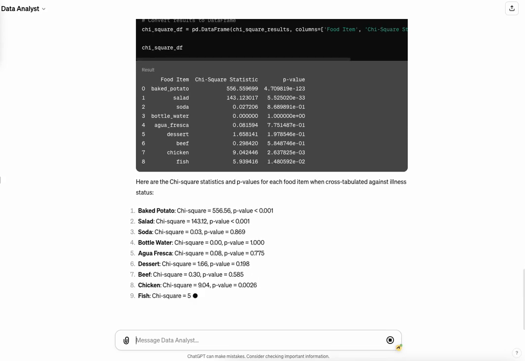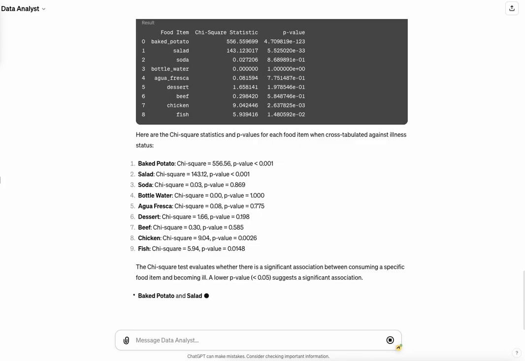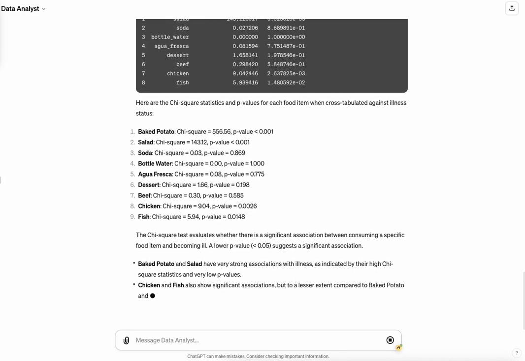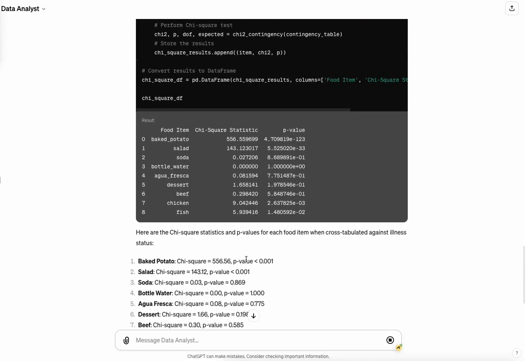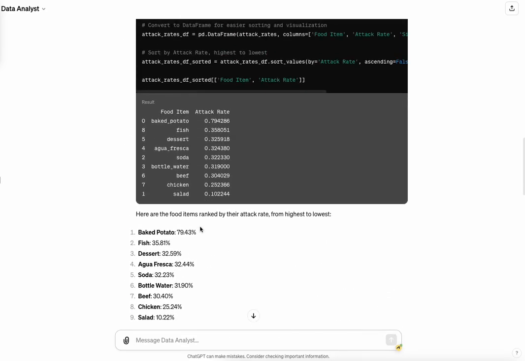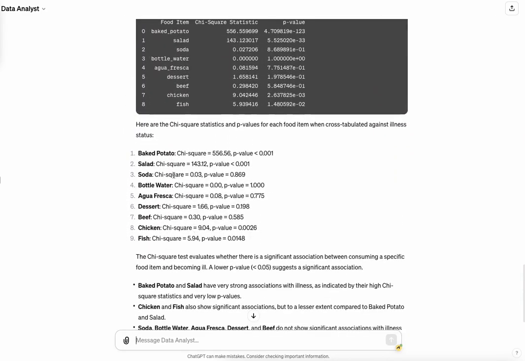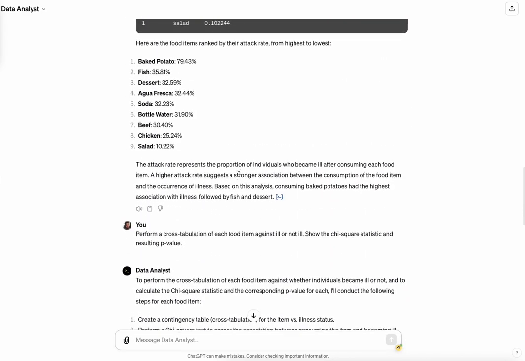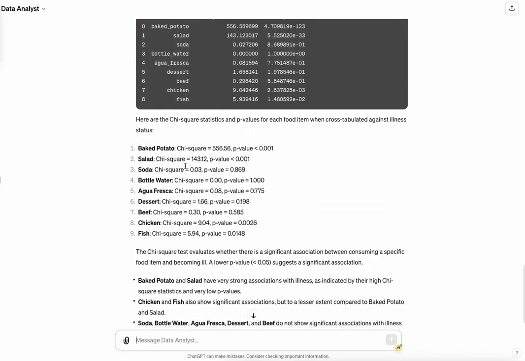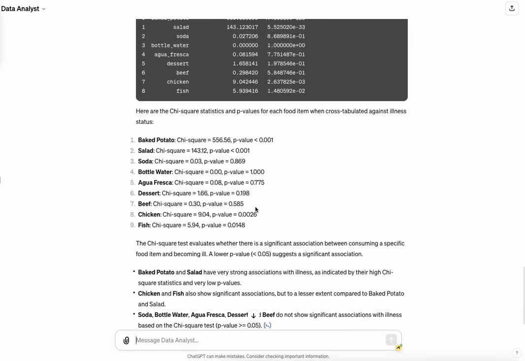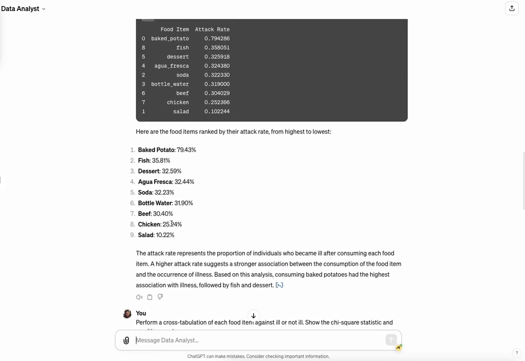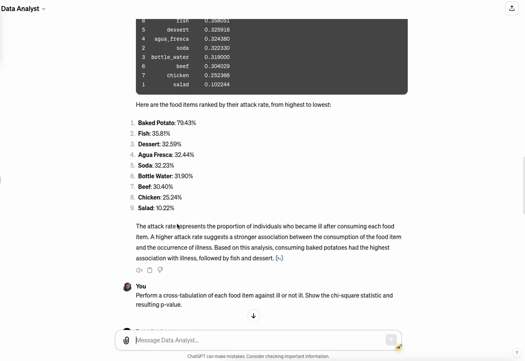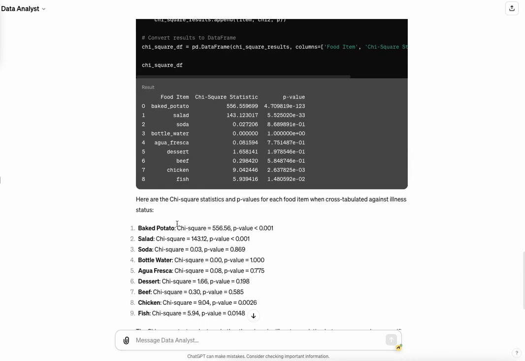We can see that there are statistically significant p-values. That doesn't mean that that's the cause of the illness, but we can go back and see baked potato is statistically significant, and it had the highest, and then salad is statistically significant, and it had the lowest. The other ones are not statistically significant. Chicken was also statistically significant. So what was the attack rate for chicken? 25.4. So is it possible that somebody had the chicken and salad, baked potato, right?